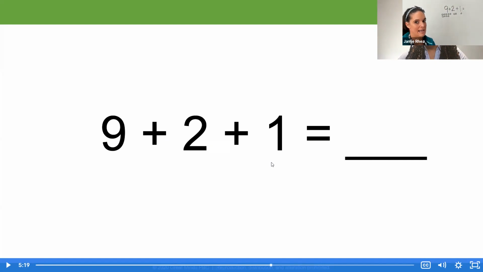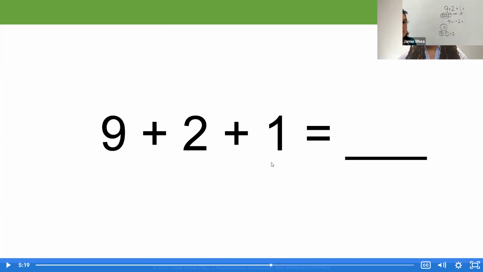I know that 9 and 1 more make 10, so I'm going to circle my 9 and my 1 more. Now, my 9 and 1 more now say 9 plus 1 plus 2 equals something. I know that if I put it in a number bond, 9 and 1 make 10 plus 2 more.